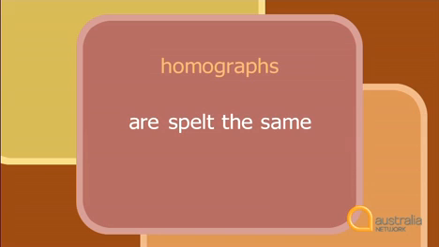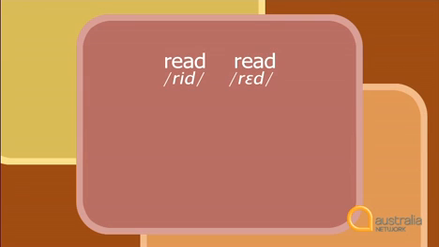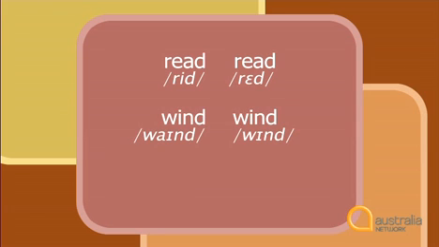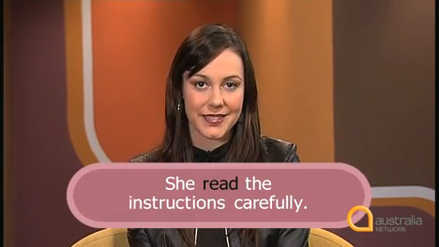Another type of homonym is a homograph. Homographs are words that are spelt the same, but in different contexts, the word will be pronounced differently. Some common examples are read and read, wind and wind, live and live. Let's try an exercise about homographs. How would you pronounce the word in bold? She read the instructions carefully.